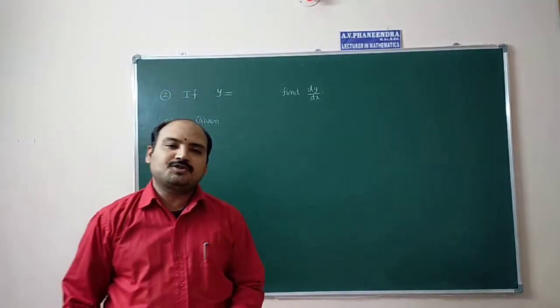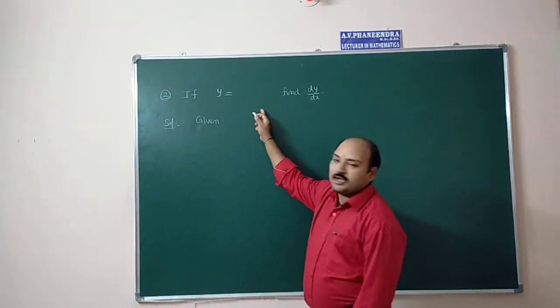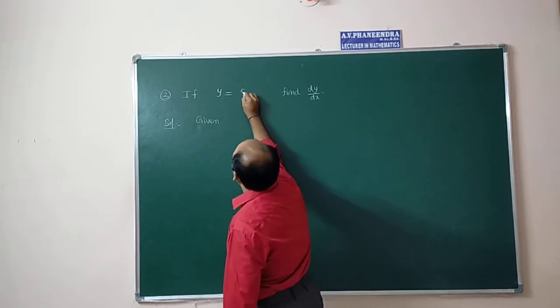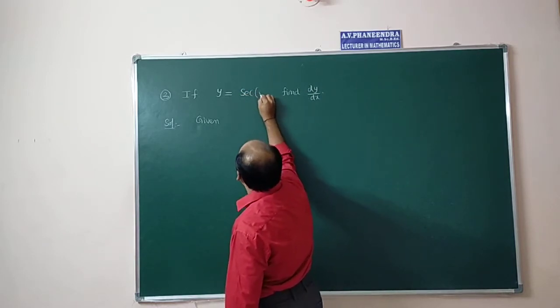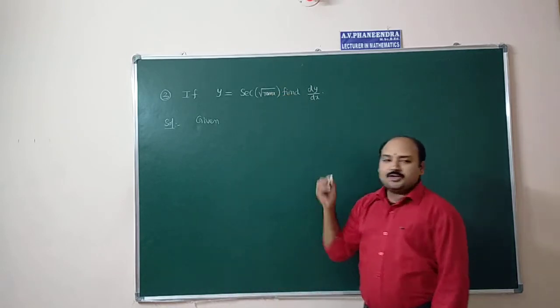We go to the third question. Question number 3. If y equal to secant of root tan x, find dy by dx.